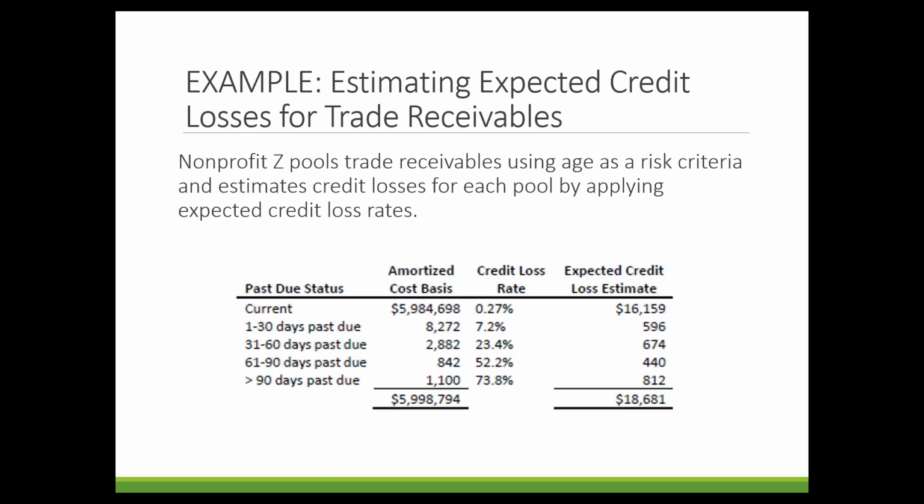All right, so Nonprofit Z pools trade receivables using age as a risk criteria and estimates credit losses for each pool by applying expected credit loss rates. Note that the risk pooling method used in this example was based on the aging buckets of those receivables. The older the receivable, the higher the risk of non-collection. This is not a required method, but certainly is a commonly used and effective way to pool receivables based on risk.